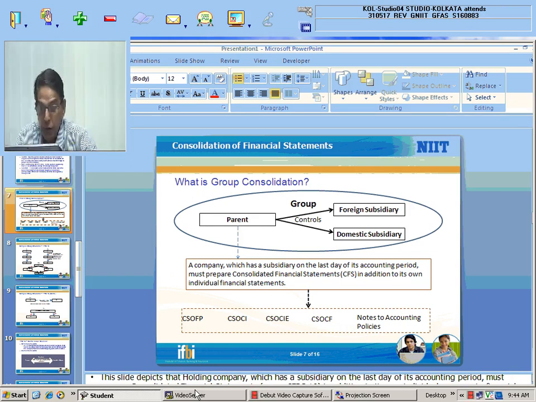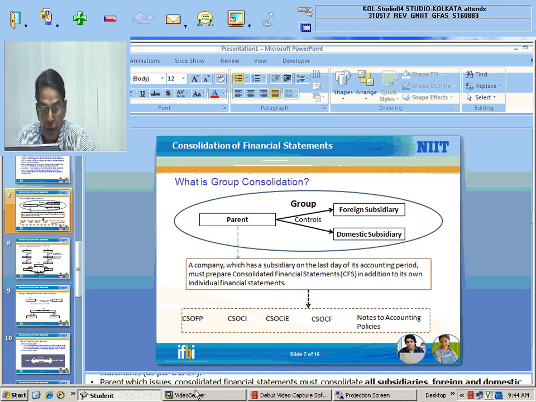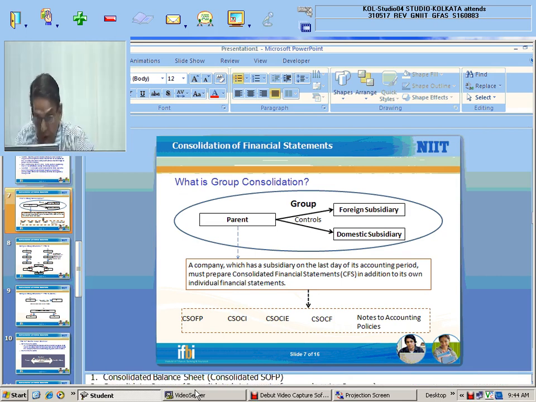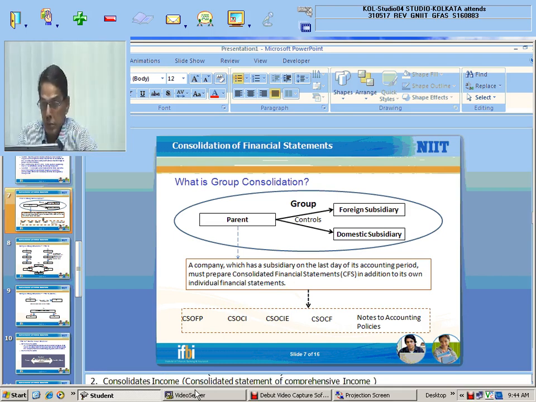And parents which issue consolidated financial statements must consolidate all subsidiaries, foreign and domestic. The consolidated statements will be a consolidated balance sheet, a consolidated statement of financial position, a consolidated income statement, a consolidated statement of changes in equity, a consolidated statement of cash flow, and notes to accounts for the group as a whole. Any questions?